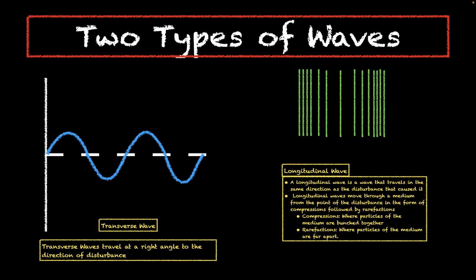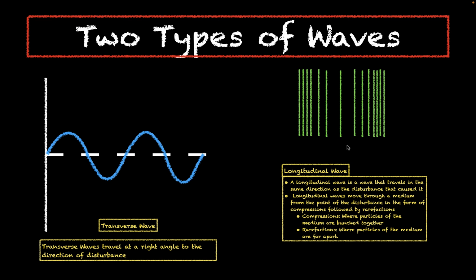So what is a compression? A compression is basically where the particles of the medium are bunched together. So in this particular wave, we see two compressions. The first compression is here, and the second compression is around here. And we also have rarefactions, and this is where the particles of the medium are far apart, which is what we see towards the middle of this wave here.